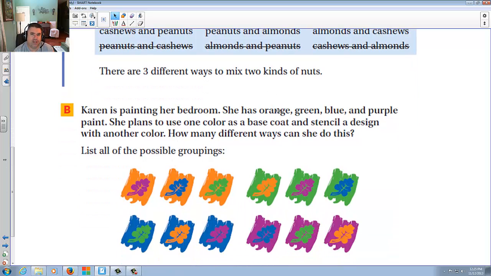Karen's painting her bedroom. She has orange, green, blue, and purple paint. She plans to use one color as a base coat and stencil a design with another color. How many different ways can she do this? So based on this, let's take a look at what we have here.